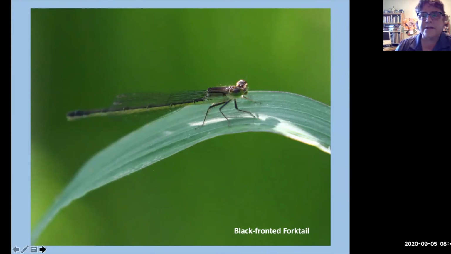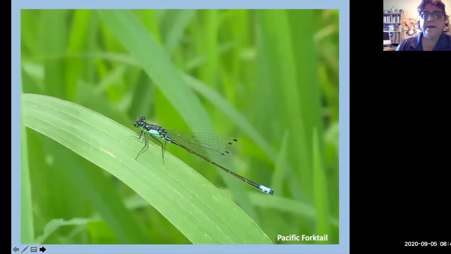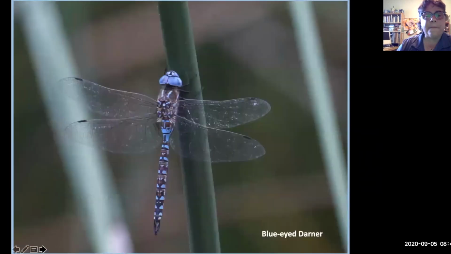Very beautiful one. It's only the second one I saw this year, so they're relatively uncommon. This one's very common, Pacific forktail, again a damselfly. This is a blade of grass, barnyard grass. It's pretty small. And then there are dragonflies, and I love the dragonflies, especially if they're sitting. It's easy to photograph them.